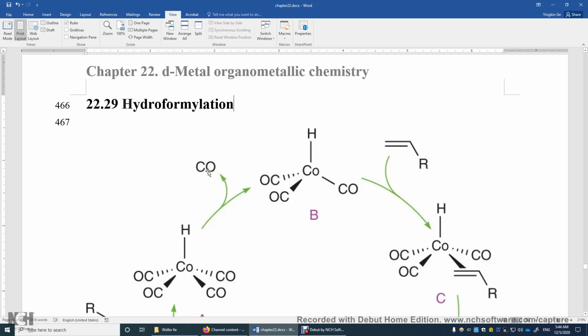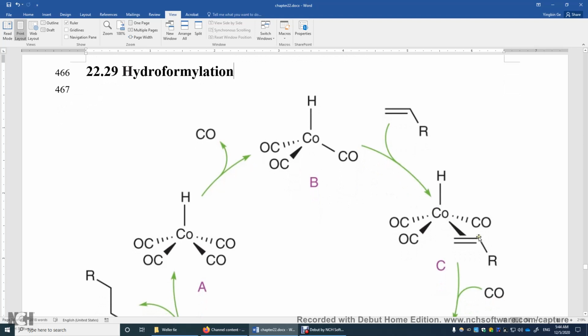One carbonyl ligand may leave this complex. Now we have this tetrahedral structure. This is a 16 electron configuration. An alkene molecule may bind to the cobalt. Over here we have a 3-center 2 electron bond between the alkene molecule and cobalt. The 3 centers are cobalt, carbon, carbon. The 2 electrons are the 2 pi electrons of the alkene molecule.